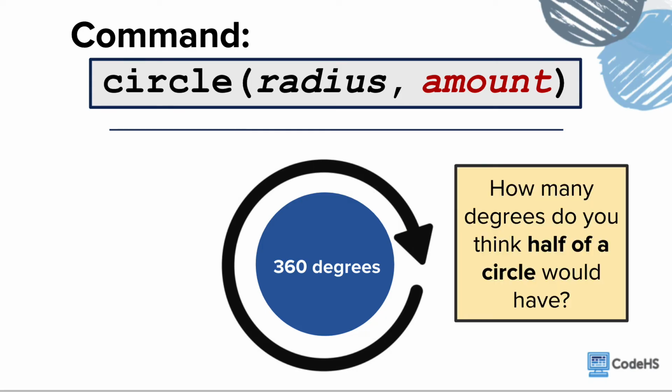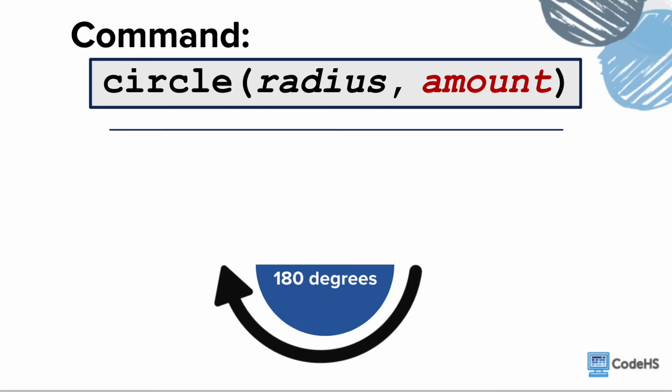Now, if a whole circle is 360 degrees, how many degrees do you think half of a circle would have? Take a minute to think about it. Well, a whole circle is 360 degrees. So to find out how many degrees half a circle would have, we just divide that number by 2. 360 divided by 2 is 180. So half of a circle is 180 degrees.